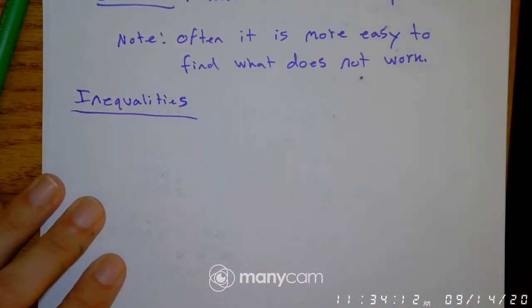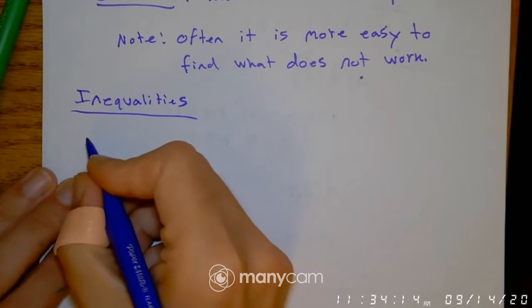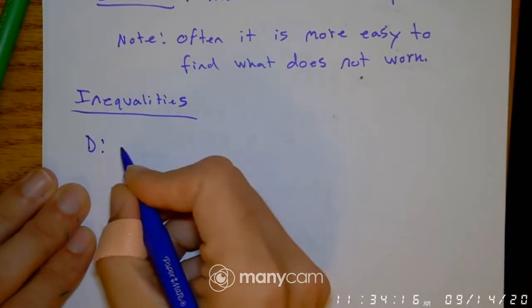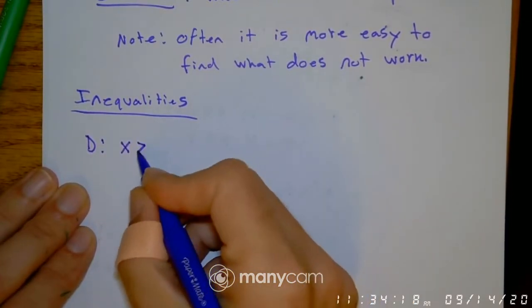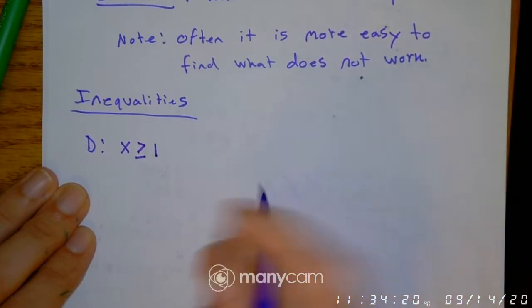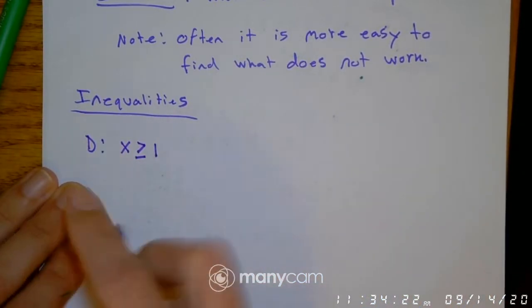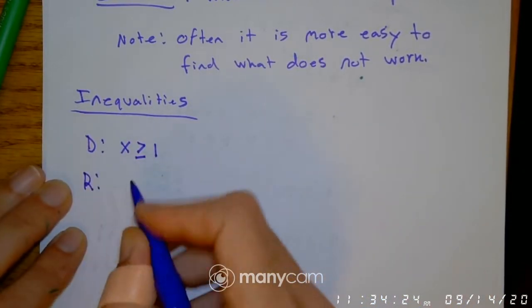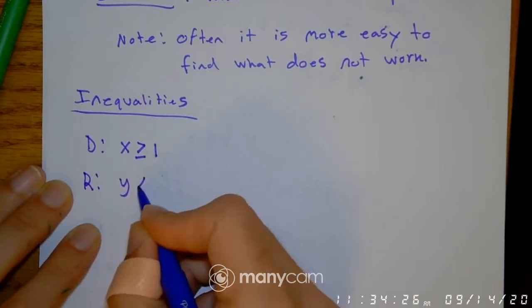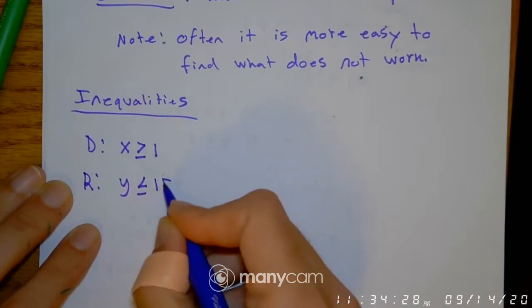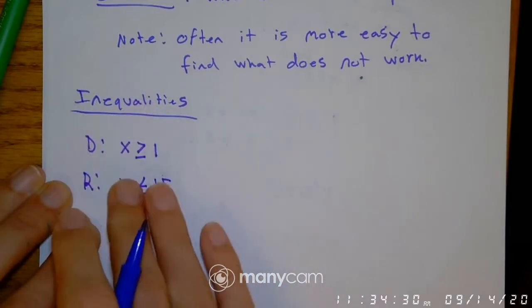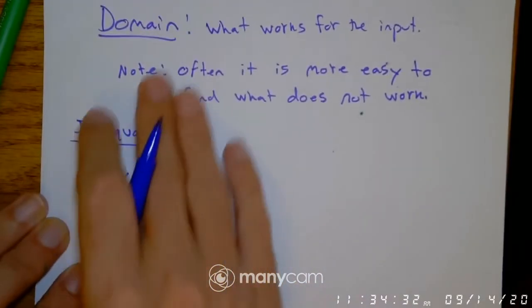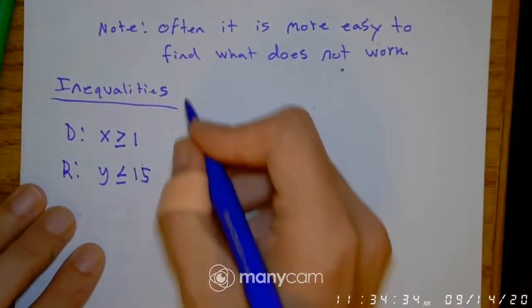Inequalities. So for example, I might say the domain is such that x is greater than or equal to 1. So you guys have seen that before, right? And maybe the range is y is less than or equal to 15. Okay, so I just made all of that up. I'm just showing you how to state domain and range with inequalities.